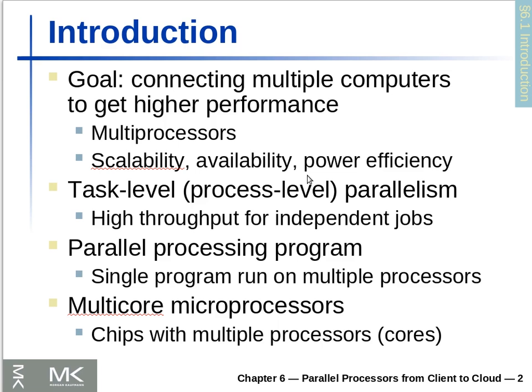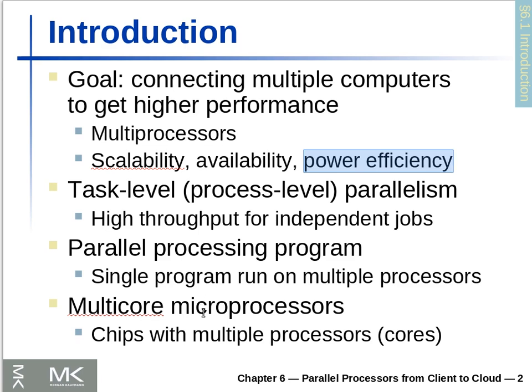And so we want to figure out, how can we do this? How can we take advantage of this? And there are different ways to go about it. Well, we want to make it scalable so that each time we add a core or a processor, performance increases by that much. We want to make sure the cores are available, and then of course power efficiency is also a big concern, because as you have more and more cores, you're going to consume more and more power. Generally, we talk about task level or process level parallelism, and so the idea is high throughput for independent jobs, but there are other ways to go about it.